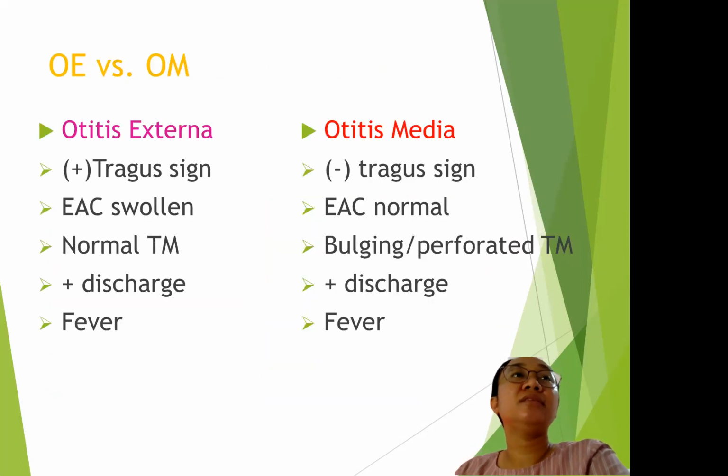In summary, to differentiate otitis externa from otitis media, the most important is to visualize the tympanic membrane. In otitis externa, you will always have a normal tympanic membrane, whereas in otitis media, there is bulging or perforation of the eardrum. Both may present with discharge and fever. Both may present with tragus sign, though mostly otitis media doesn't have it. In otitis externa, the external ear canal is usually swollen as compared to otitis media.